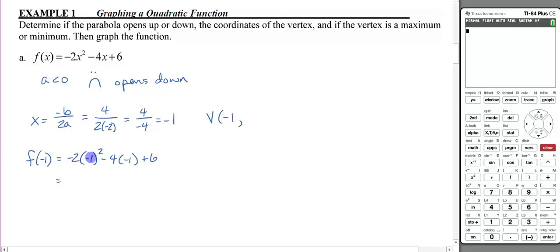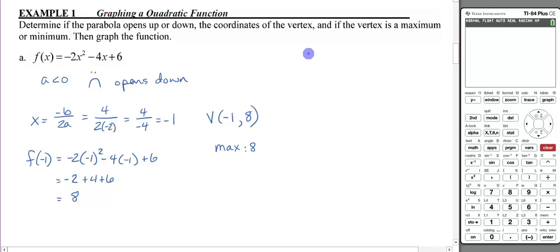Simplifying, I get a positive 1 times negative 2 is negative 2. This is going to be a positive 4 and a positive 6. So I have 8. My vertex is at negative 1, 8. Is the vertex a maximum or a minimum? Well, the vertex is going to be the highest point on the parabola since our parabola opens down. So it's going to have a maximum, and the maximum value or the maximum output is 8.